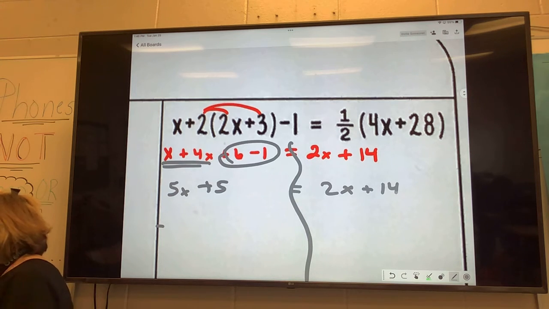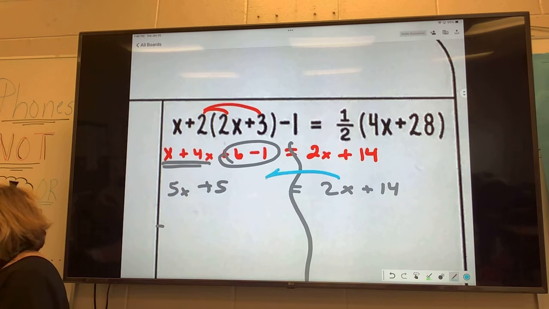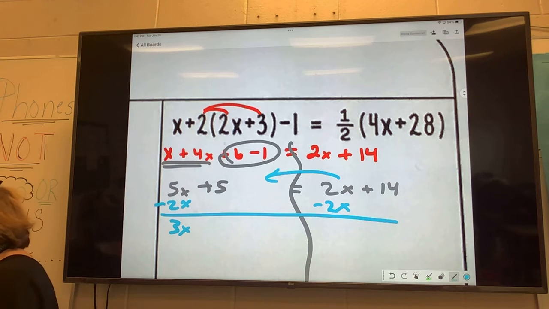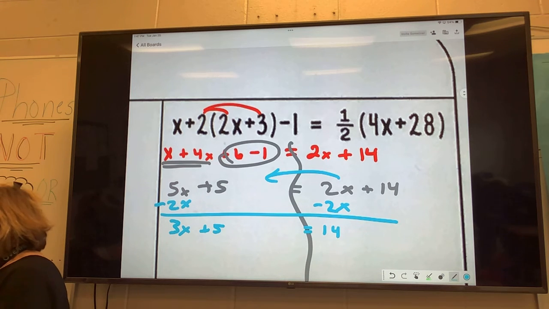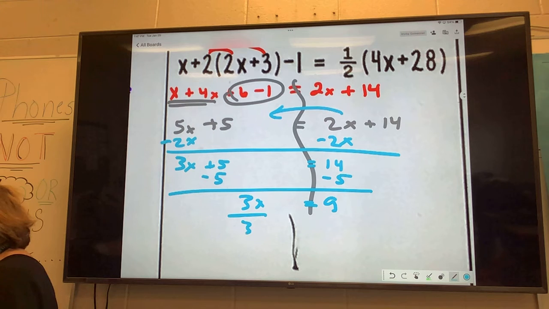2x plus 14. Now, I'm going to move my x's to the left. I have to do the opposite and subtract 2x, giving me 3x. Let me get rid of that little mark, it looks like a negative. 3x plus 5 equals 14. Now I'm going to get rid of 5. 3x equals 9. Therefore, x equals 3.